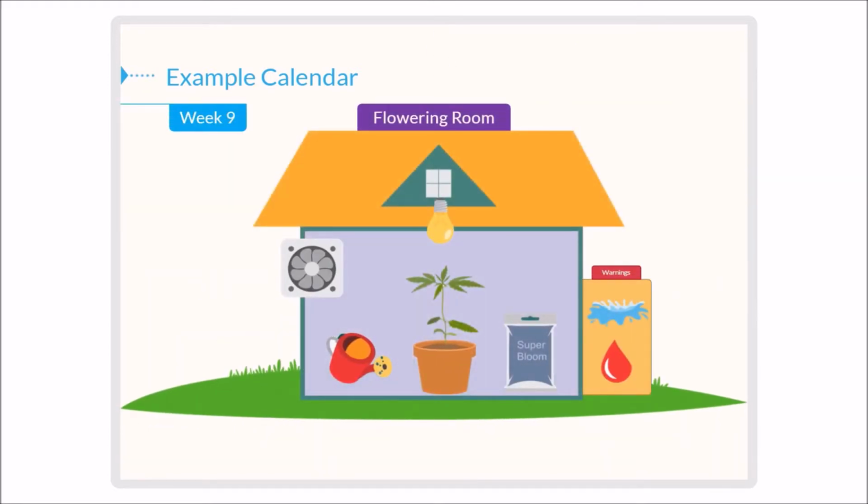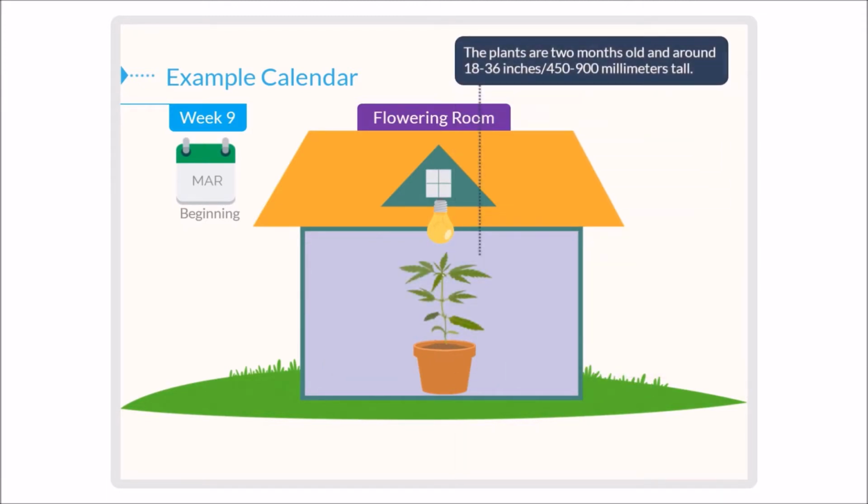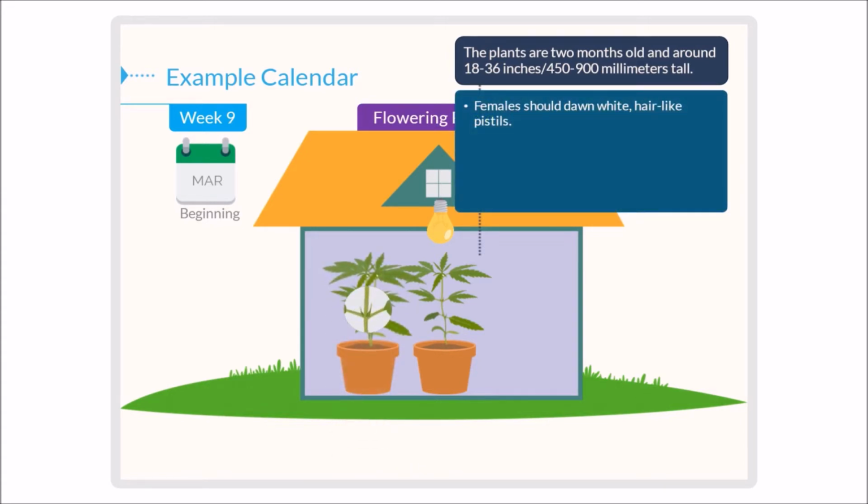Week 9. Third month, Week 9, beginning of March. The plants are 2 months old and around 18 to 36 inches or 450 to 900 millimeters tall. Females should don white hair-like pistils. Male pollen sacs develop. Remove the males from the room. If you want to breed, you can save them to pollinate females, though this should be done in a separate and sealed space away from the female plants.